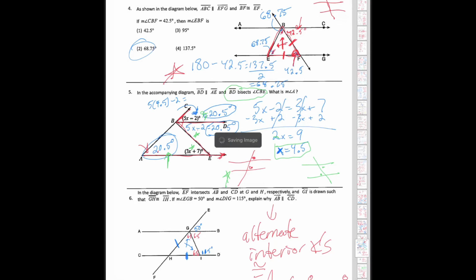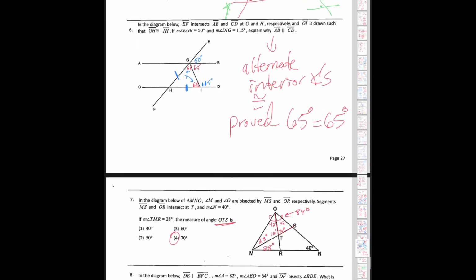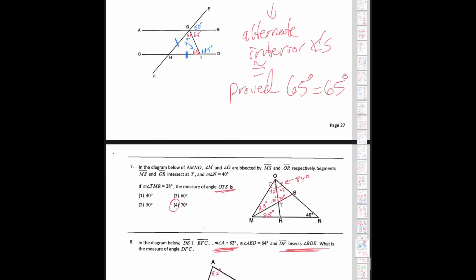For number 6, I had a similar diagram as always, the two parallel lines with a transversal line cutting through it. I have EF intersecting AB and CD at G and H, and GI is drawn so that GH and IH are congruent. So here's my GH and my IH labeled. Now, if EGB is 50 degrees, so this angle here, and DIG is 115, why are these two lines parallel?